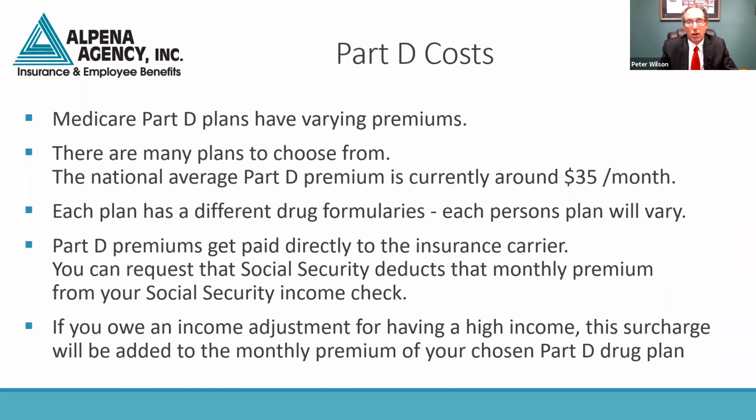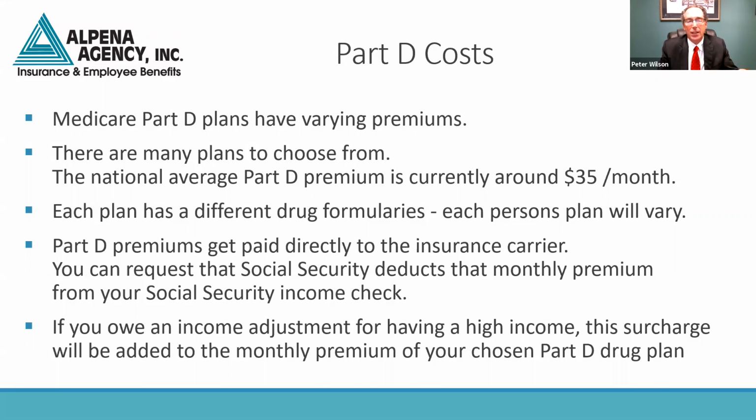So what does Part D cost? Part D has varying premiums. So there's lots of different choices of plans out there. They have different copays you may be familiar with. You pay so much for a copay on a generic drug or on a name brand drug, and those things vary. And with all these different plans, you want to take a look at what drugs you're on in order to decide what plan is best for you. The national average premium for a Part D plan is about $35 a month.